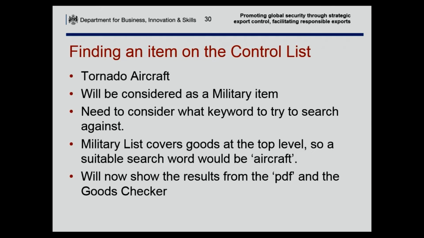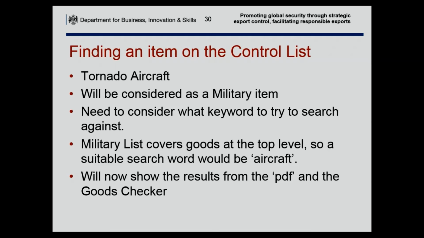On the next slide, I'm suggesting that we might want to be exporting a Tornado aircraft. Okay, it's obviously a military item. We don't need to worry whether it's dual use or not. The way the military list is put together is that it's very much looking at the top level of the item. So in this instance, the best search word is going to be something like aircraft.